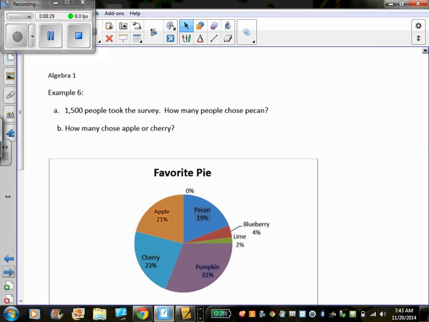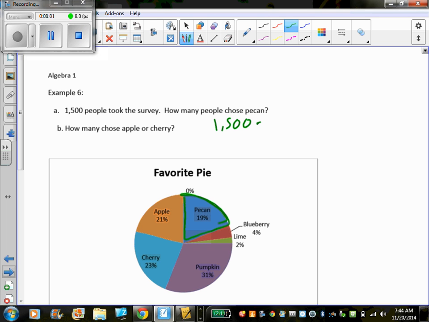All right. Example 6. 1,500 people took this survey. How many people chose pecan? We have a pie chart here. We see that pecan has 19% right there, outlined in green at this point. So we basically need to find out 19% of 1,500. The way we're going to do that is we take our 1,500 and we're going to multiply it by whatever that percentage is as a decimal. So we take our 19%, there's the current decimal place, move it 2 to the left, and we have 0.19.